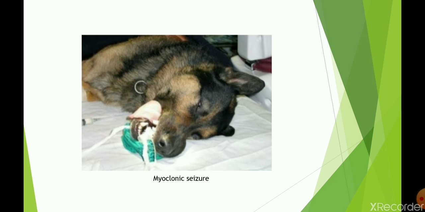Here you can see the myoclonic seizures. This is the chewing gum fits. Fits means convulsions or seizures. It's like you feel like the dog is chewing something in its mouth. It's the chewing gum fits or myoclonic seizures.